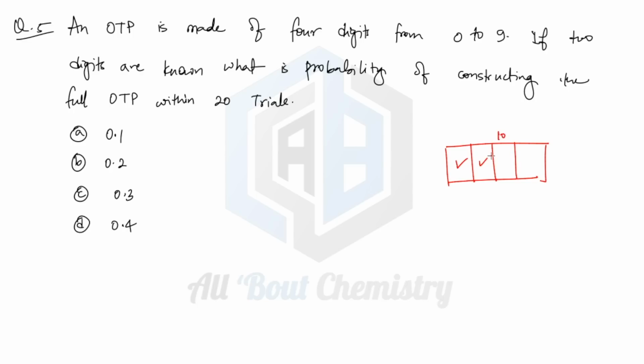You can change it in 10 ways, because there are 10 numbers, and repetition is allowed, meaning there can be 99 or any 2 digits can be repeated. There is nothing about repetition. So the next box can also have any of these 10 numbers. So the total outcomes become 10 into 10, that is 100. And they have said you have 20 trials. Probability means the number of favorable outcomes divided by the total number of outcomes, and that should give you 0.2 as the correct option. So option B is correct.